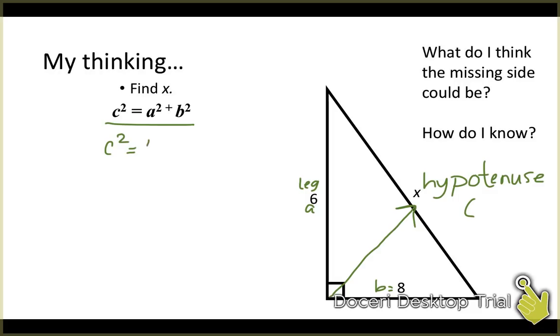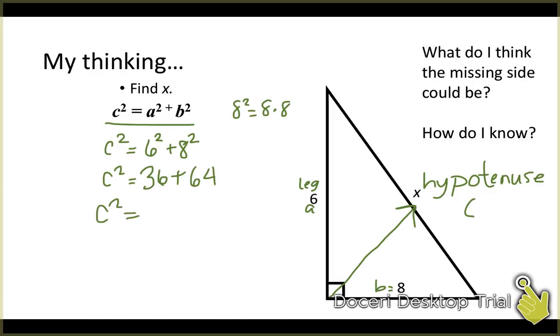I'm going to substitute in my values that I do know. I know that a is equal to 6, and so I need to drop down that little 2. And b is equal to 8, so I'm going to drop down that little 2. And now I have c squared is equal to 6 times 6, which is 36, plus 8 squared, which is equal to 8 times 8, which is equal to 64. So now I have c squared is equal to 36 plus 64, which gives me 100.